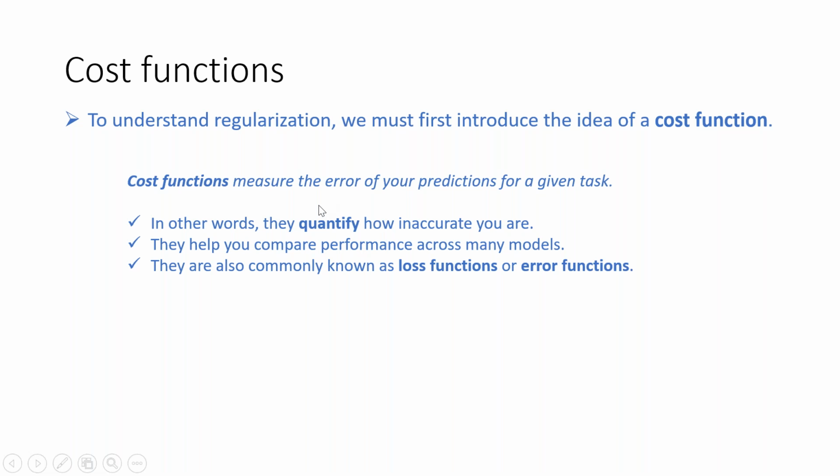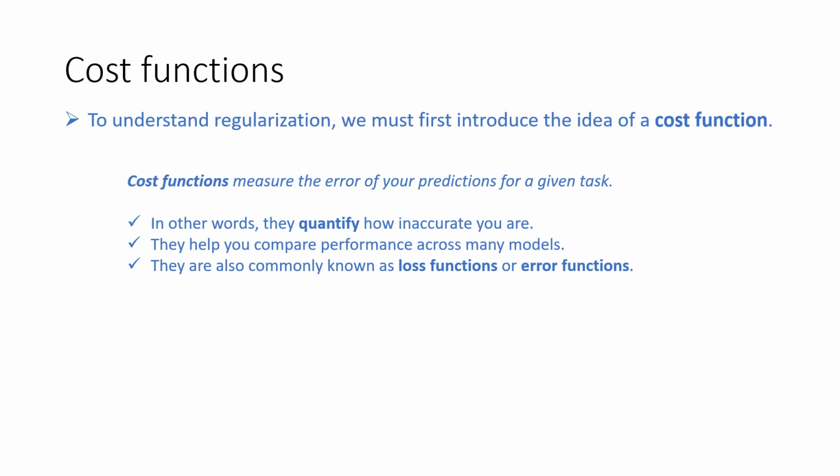Okay, in other words, they quantify how inaccurate you are to make a generalized data. So they will arrive at an optimum line where the cost function is minimum. They help you compare performance across many models. If it is used as a root mean squared error, we can use that metric to compare performance also, because we are taking an average of that squared error, mean squared error. That is why we have used it in our toy project to compare performance of various models we built.